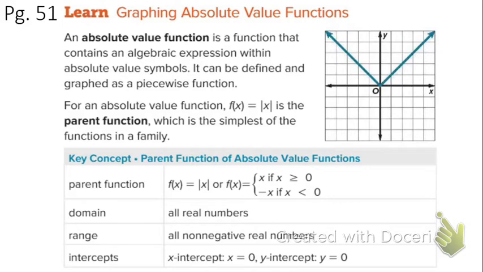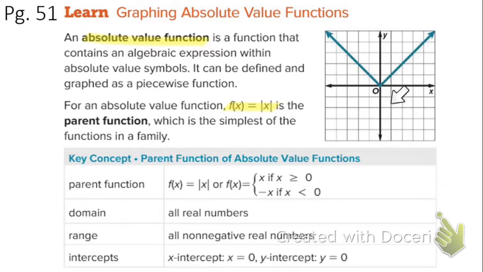So this is a graph of an absolute value function. Okay, so this is the graph of an absolute value function. Notice the equation. So the equation for absolute value is y equals the absolute value of x. See those double straight lines? That means I'm taking the absolute value of x. And whatever the absolute value of x is, that's going to be y.